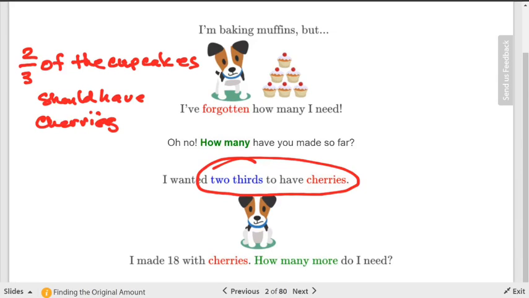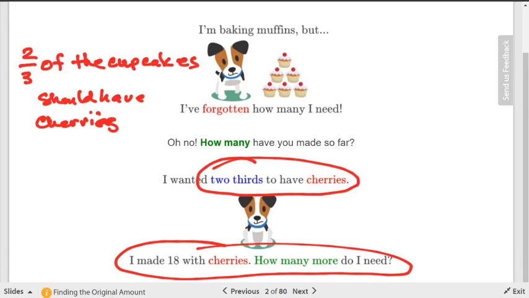He says that he's made 18 with cherries, but is 18 the total amount of cupcakes he wants? No. So he has 18 that have cherries already, but he needs more. Okay? Yes? Okay? No, not yet.